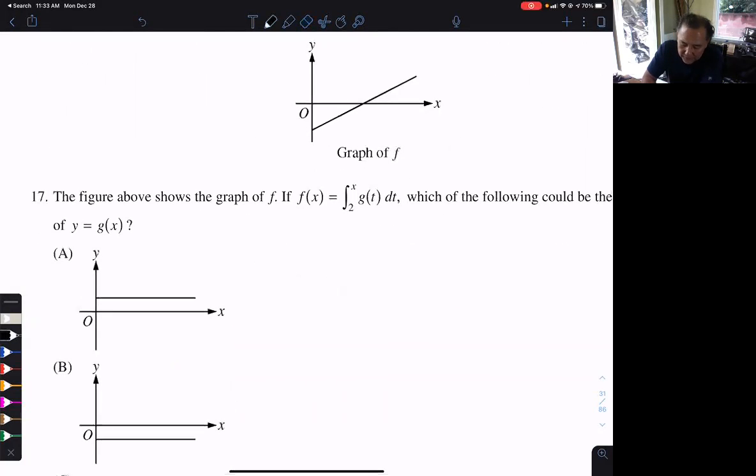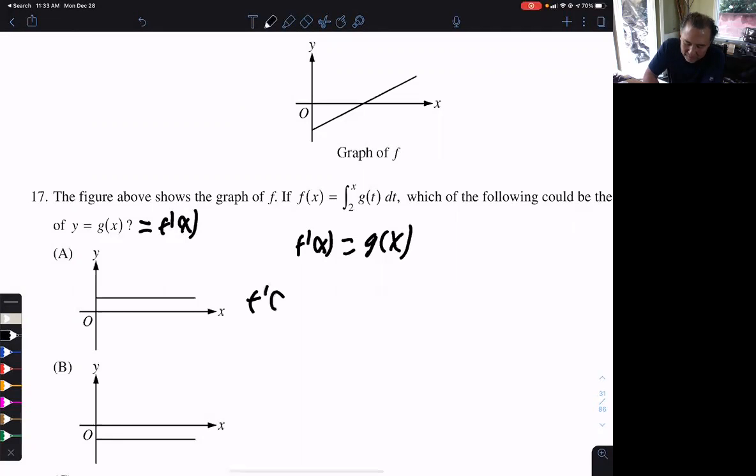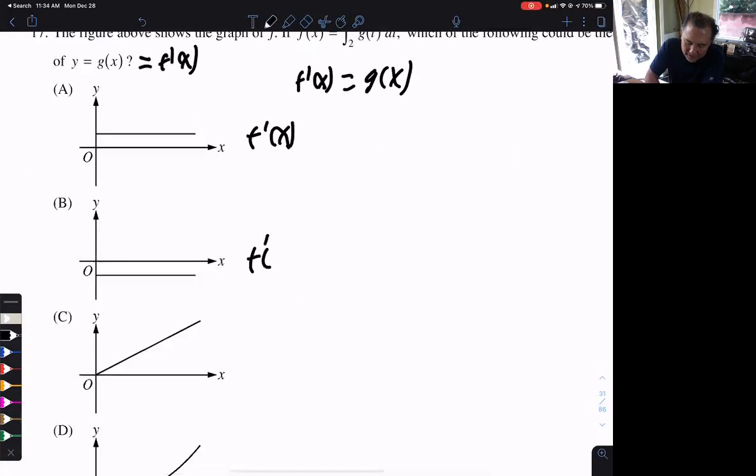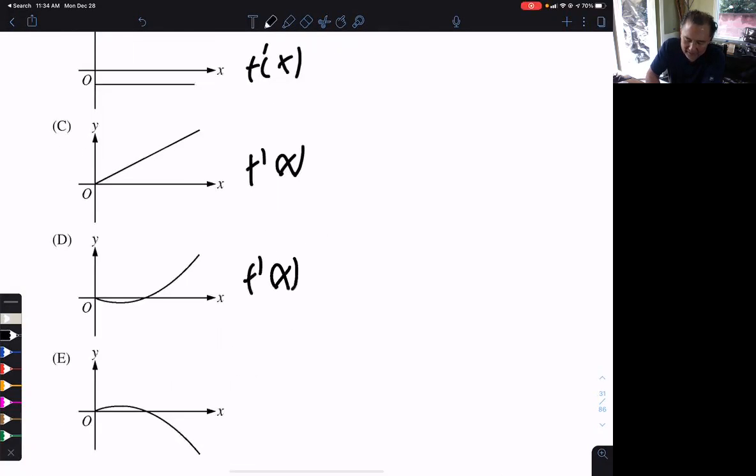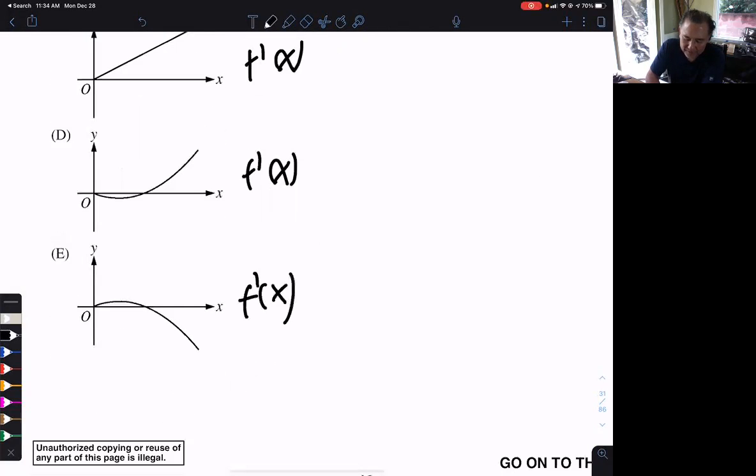I'm given f of x. Can I find f prime of x? Well, according to the fundamental theorem, for the integral from a constant to x, I just plug in x. That's g of x. So this is really f prime of x, right? What does that mean? This is f prime. This is f prime.